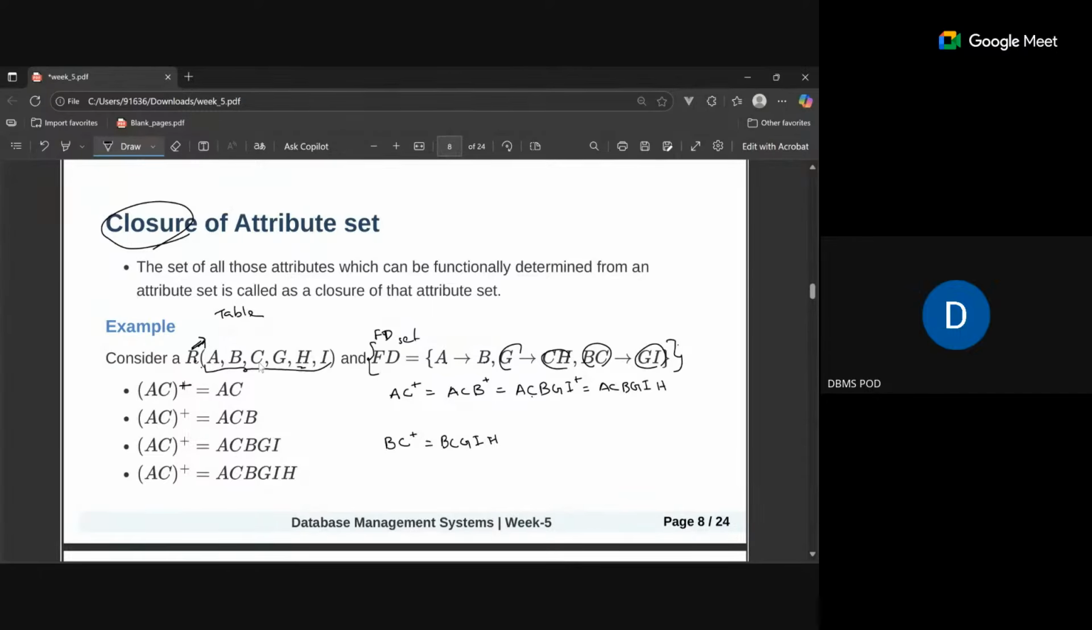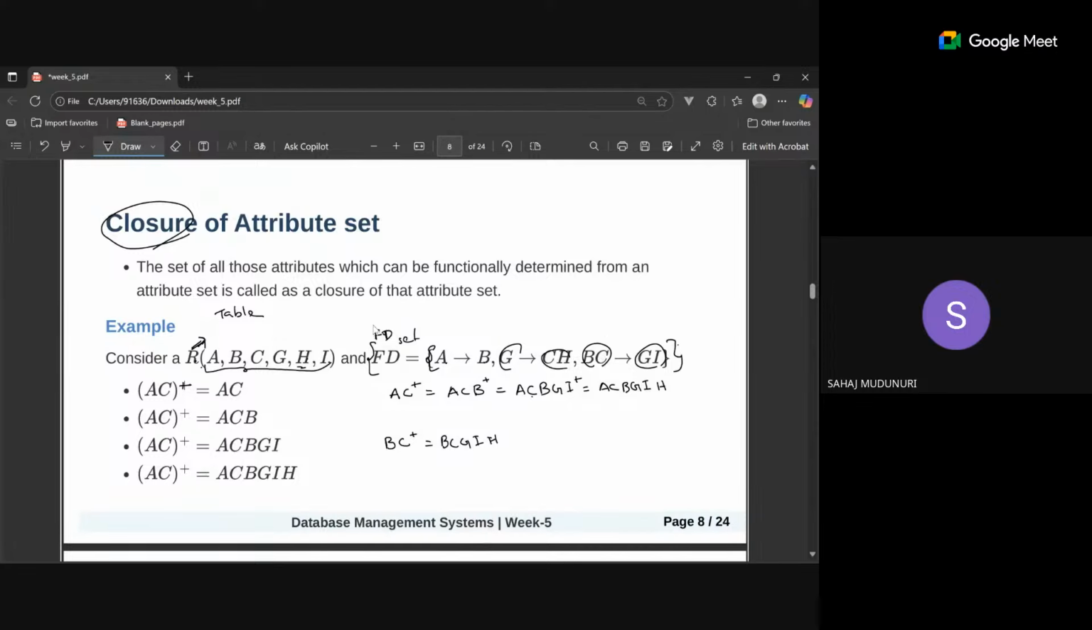This table has these many columns or attributes, and in this all these dependencies were there. So we are calling it a functional dependency set. That's why it's written using set notation.